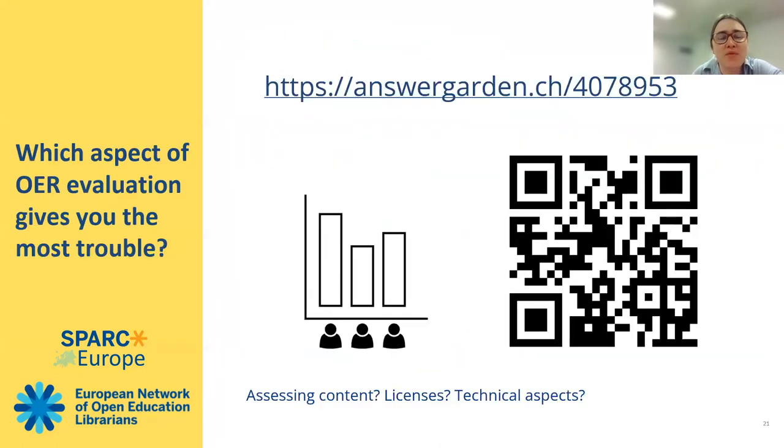And then we come to another question of Answer Garden. What aspects of open educational resource evaluation give you the most trouble? Are those technical aspects or licenses or assessing content or quality? So let's think about the evaluation. What is the most problematic part for you?